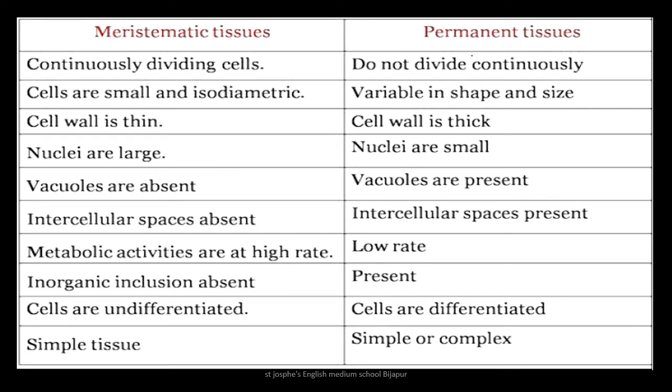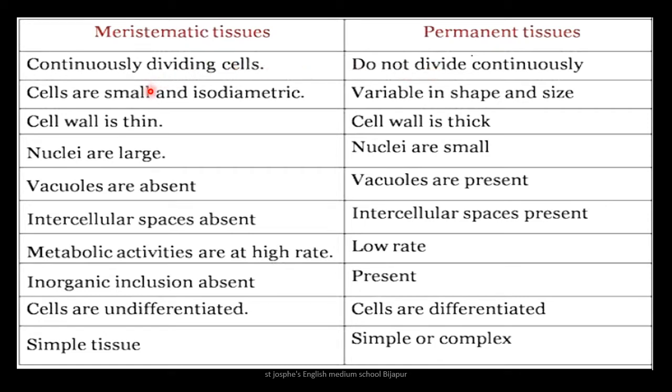So here is the difference between the meristematic tissues and the permanent tissues. You can pause for a while and copy down all these points. This question will be for 2 or 3 marks. The points of difference between meristematic tissue and permanent tissue: meristematic tissues are continuously dividing tissues, whereas permanent tissues are non-dividing. They do not divide continuously.